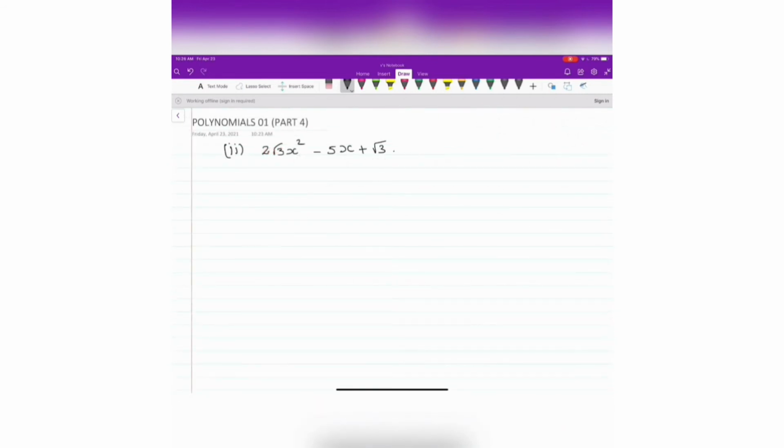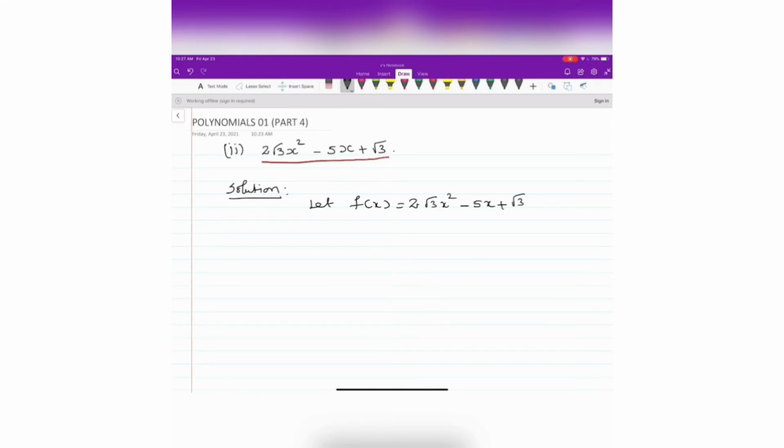Second subdivision. Here you have to find the zeros of the polynomial 2 root 3 x square minus 5x plus root 3, and then you have to verify the relationship between the zeros and the coefficients of this particular quadratic polynomial. Let's do this now. Solution. The given polynomial is in x, so we can write let f of x is equal to 2 root 3 x square minus 5x plus root 3.